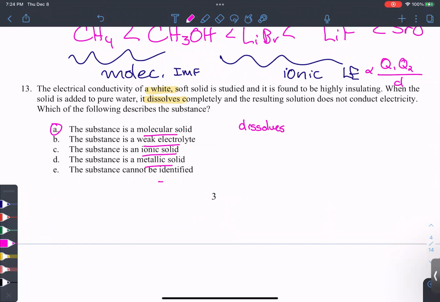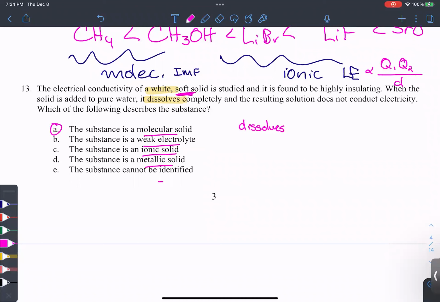But for me, I think it's the soft component. Molecular solids are always very soft. Metallic substances, ionic substances, they're typically really hard. Network covalent, also hard. Ionic is brittle.